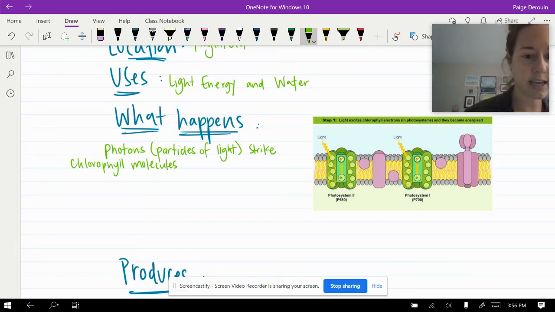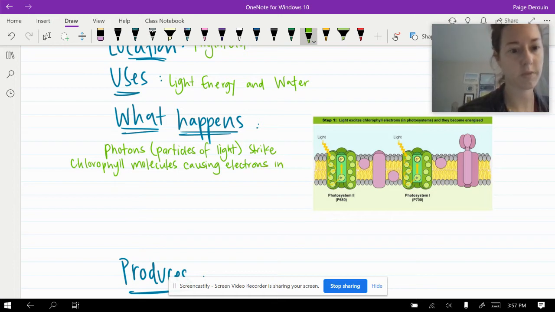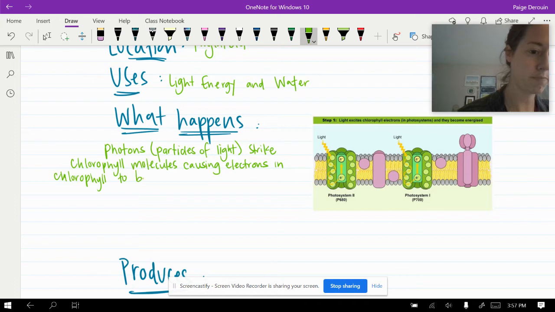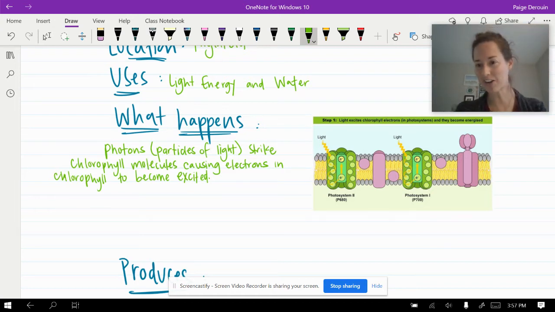And what happens is that this causes electrons in chlorophyll to become excited. And that's literally what it's called, the electrons becoming excited. So think about it like when you're excited, you're bouncing around and can't stop moving. That's the same thing that's true about electrons. When they're in their excited state, they just want to move. They want to bounce around.